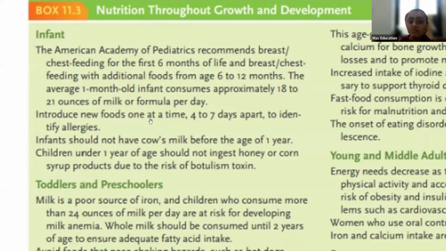The average 1 month old infant consumes approximately 18 to 21 ounces of milk or formula per day. The American Academy of Pediatrics has given recommendations on how to feed an infant and meet their nutritional status. They are telling that for the first 6 months of life, only breastfeeding should be done, nothing more. Between 6 to 12 months the infant should be breastfed and given additional foods.